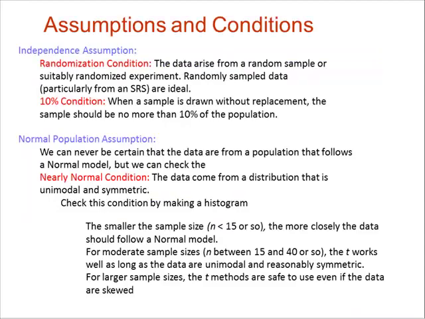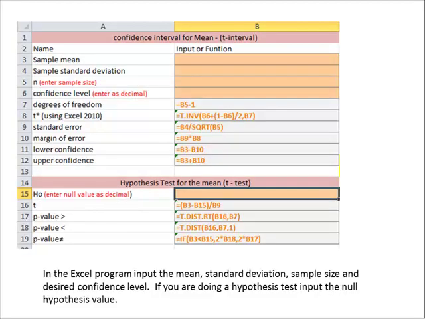And of course, I've written the Excel program to help you do this. And we have some assumptions. You have an independence assumption. You need to make sure that the data array is from a random sample, and you have a 10% condition. You want to make sure that the sample itself is no more than 10% of the population. You need to make sure that your sample is normal. If you have a small sample size, it's really important that it looks pretty normal. For moderate sample sizes, between 15 or 40 or so, the T works as well as the data are unimodal and reasonably symmetric. Okay, and here are the formulas.